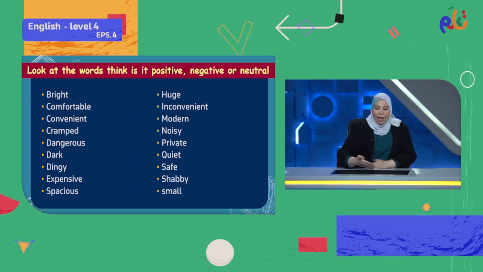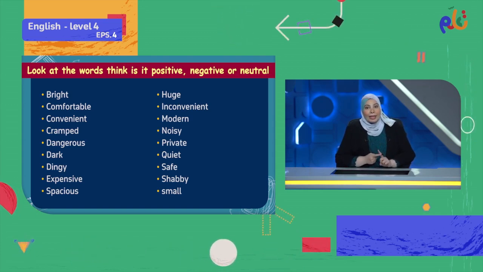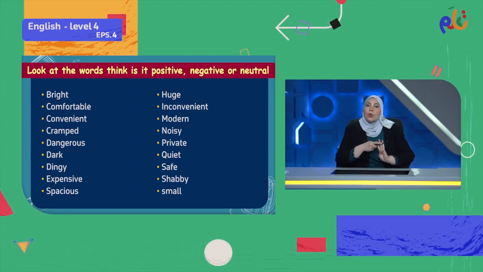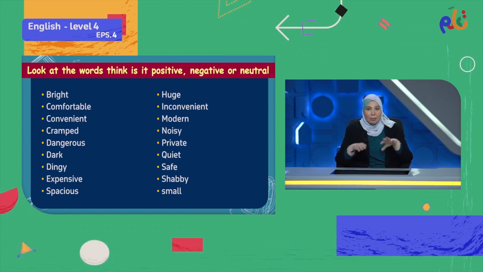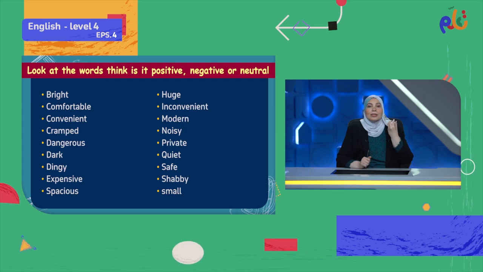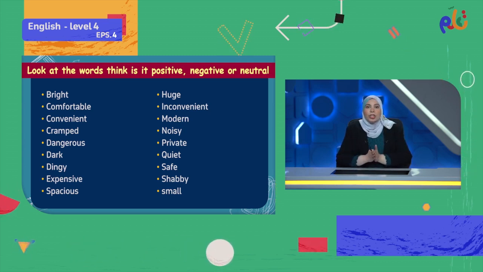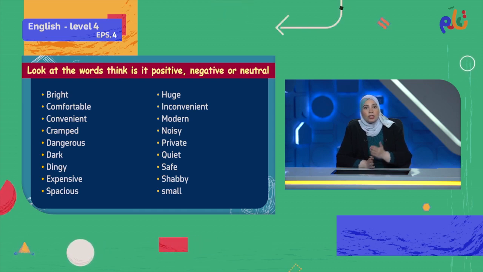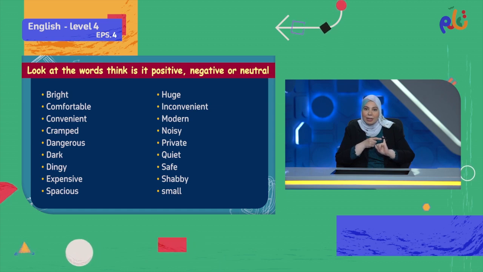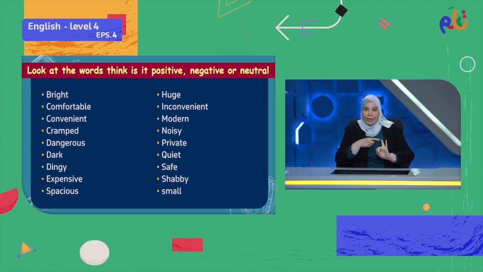So here we have a long list of adjectives that we can use to describe. We'll look at them, we'll think of the meaning, and we would think whether we use it to describe something inside or outside, and whether it is something positive or something negative. Is it a positive description or a negative description? So let's take a look at them one by one and think: is it describing the flat or the house from the inside or outside? Is it positive or negative?